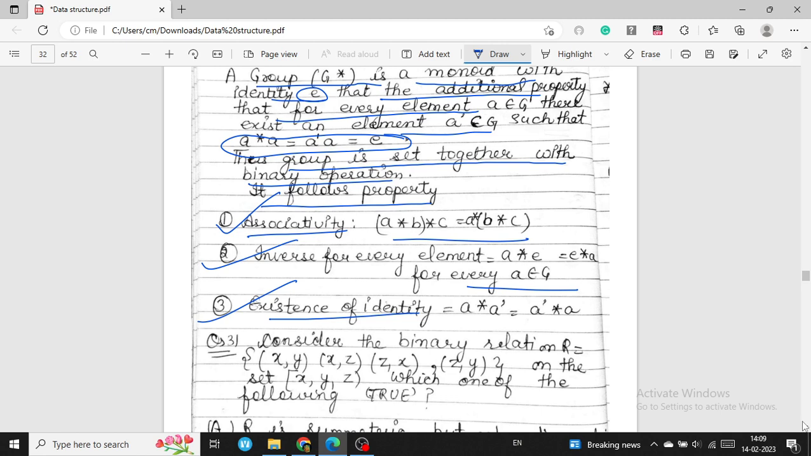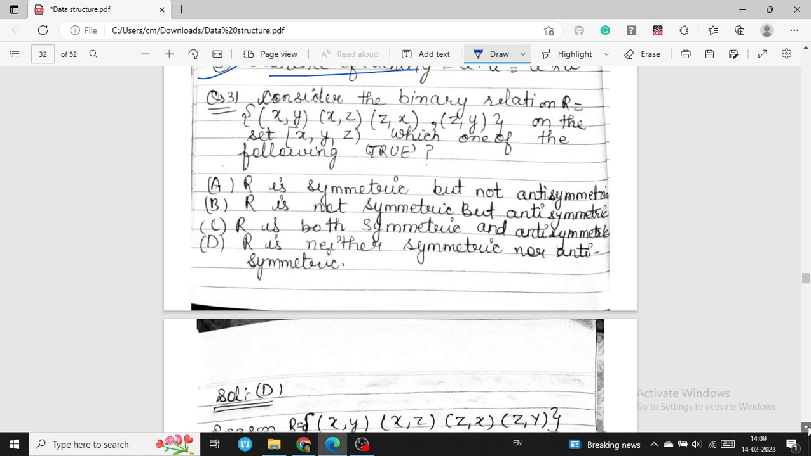Now the next question is: consider the binary relation R given as (x, y), (x, z), (z, x), (z, y) on the set {x, y, z}. Which one of the following is true?